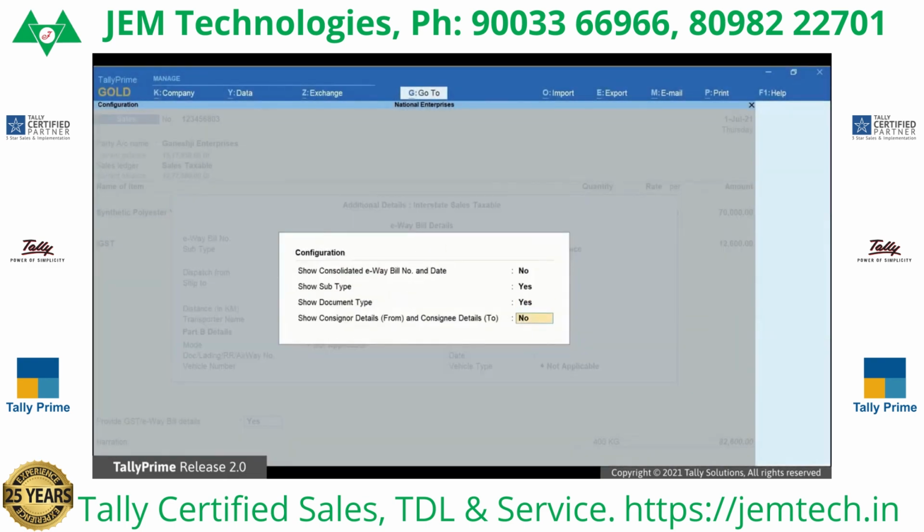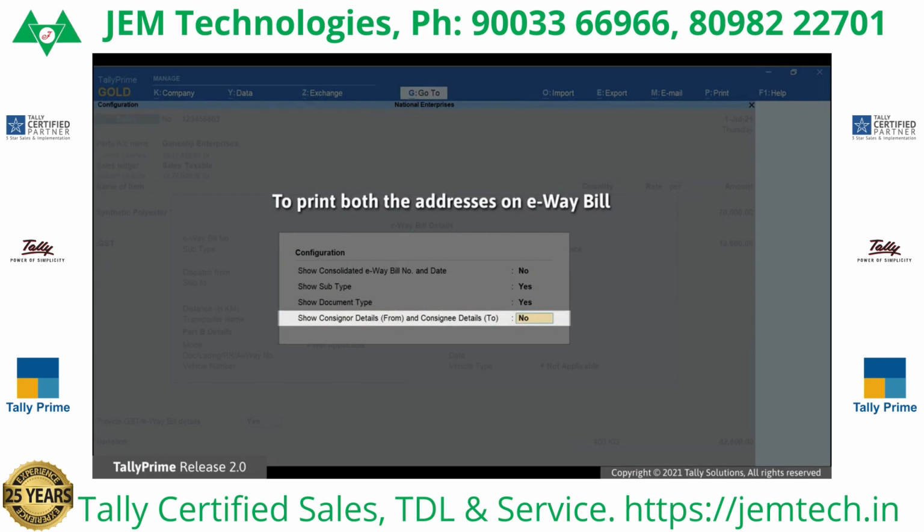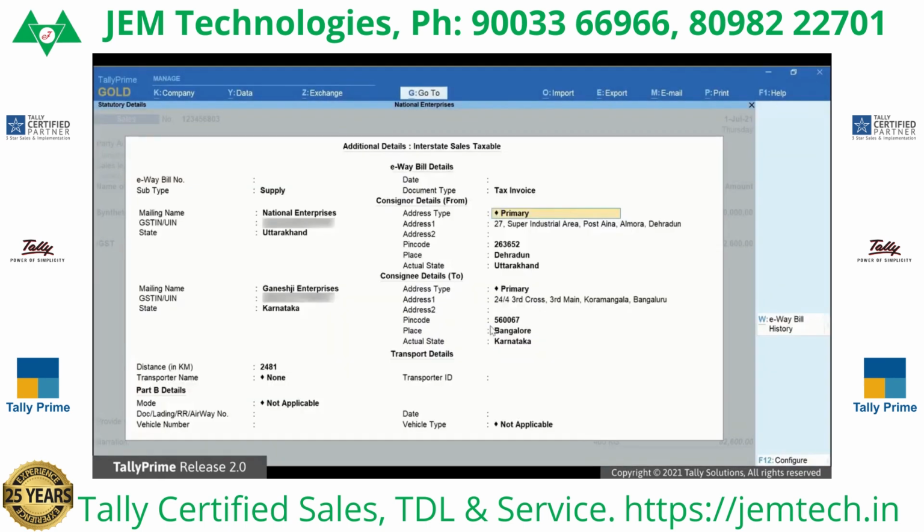Now, if you want the details of consignor and consignee to be printed on e-way bill, then set Show Consignor Details From and Consignee Details To Yes and press Enter. As you can see, more fields get added on the additional details screen. Enter all the details and press Ctrl A to save.